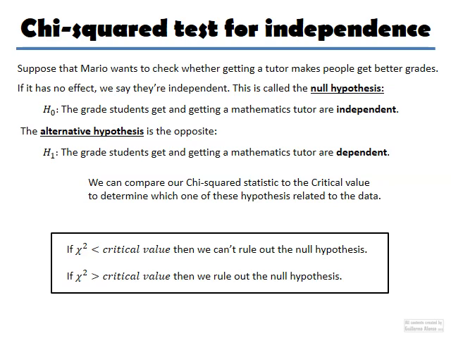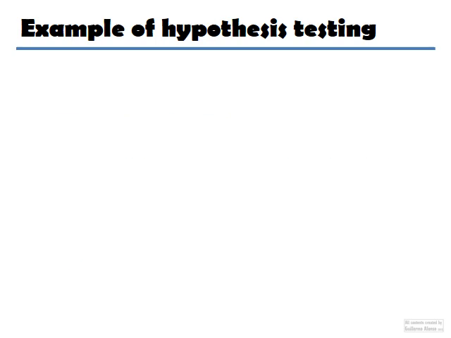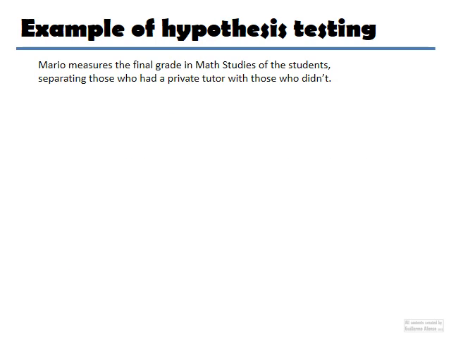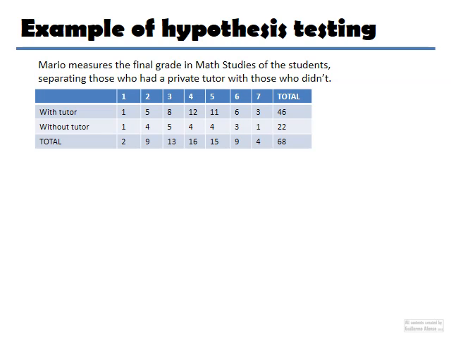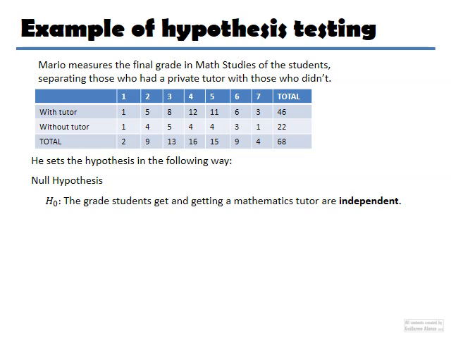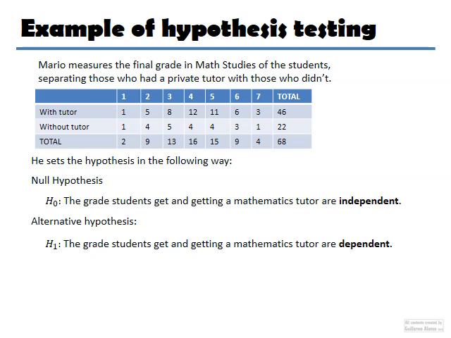So how do we do it? Let's have an example here. Again, I have the values here of math studies and people who got a private teacher and people who didn't. This is what it looks like. Great. So let's set the hypotheses. The null hypothesis tells me that the grades students get and getting a mathematics tutor are independent, and the alternative hypothesis is telling me the opposite, that they are dependent.